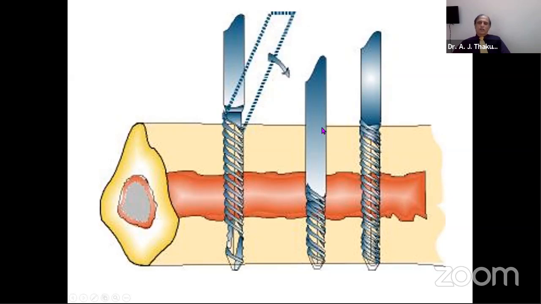What you could notice, or somebody may ask, is that if the screw is 6 millimeter at this end and 5 millimeter at this end, is it not weaker in this area? When we work out the mechanisms, the bending load on the proximal cortex is far more than the bending load on the distal cortex. Hence, if we use a smaller diameter screw, it will not matter. It will carry us through.